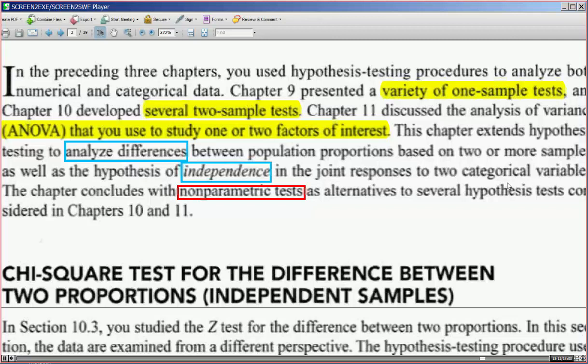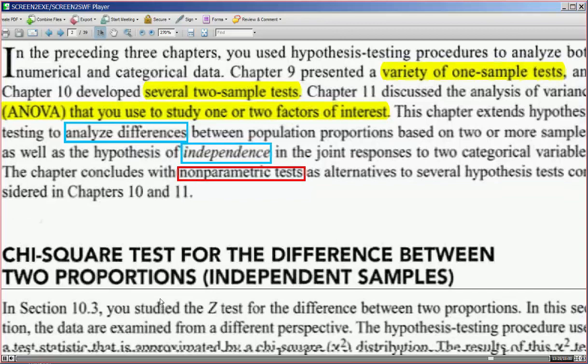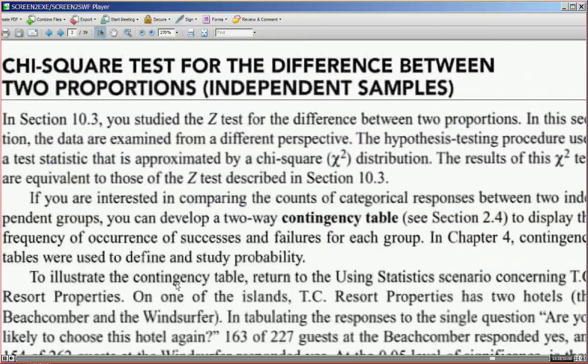Two categorical variables. The chapter concludes with non-parametric tests as alternatives to several hypothesis tests considered in chapters 10 and 11. Okay, chi-square test for the differences between two proportions. Once again, chi-square tests are used for answering different questions. In this particular case here, we'll be dealing with two proportions and looking if the differences between them are significant or not. Let's highlight this.